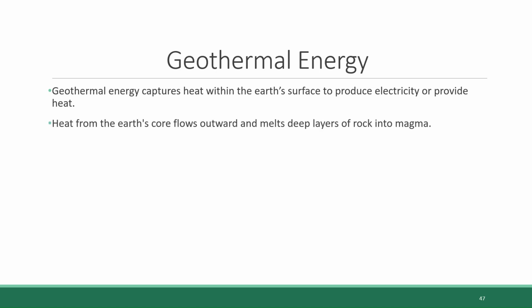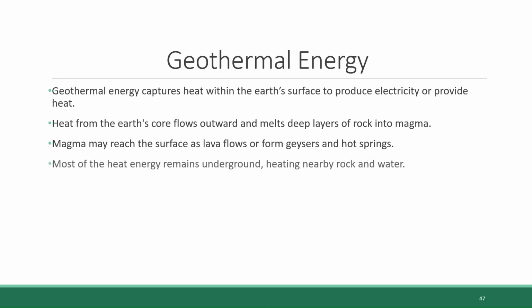The Earth's internal heat emanates from its core, causing the gradual liquefaction of deep rock layers into molten magma. This molten substance may eventually erupt as lava flows on the surface or give rise to geysers and hot springs. A significant portion of this thermal energy remains beneath the Earth's surface, steadily warming the surrounding rock and water as much as 370 degrees Celsius.